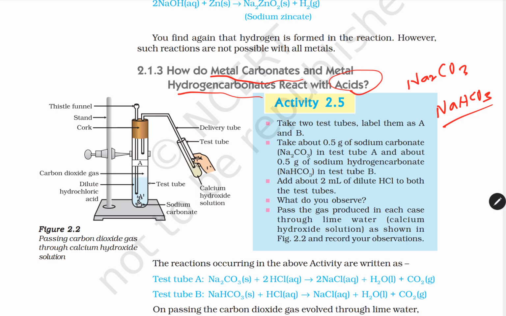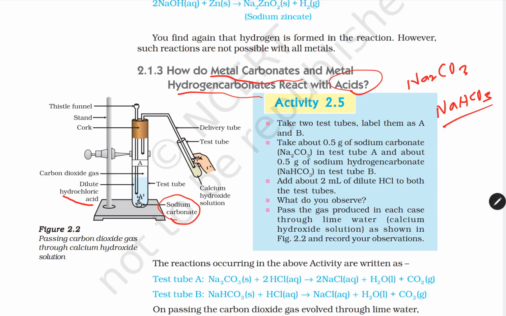What are we doing? In the test tube here, we have taken sodium carbonate and we are adding an acid. Which acid is getting added here? Dilute hydrochloric acid, HCl, is added to the sodium carbonate. So observe the effervescence and pass the released gas into lime water.